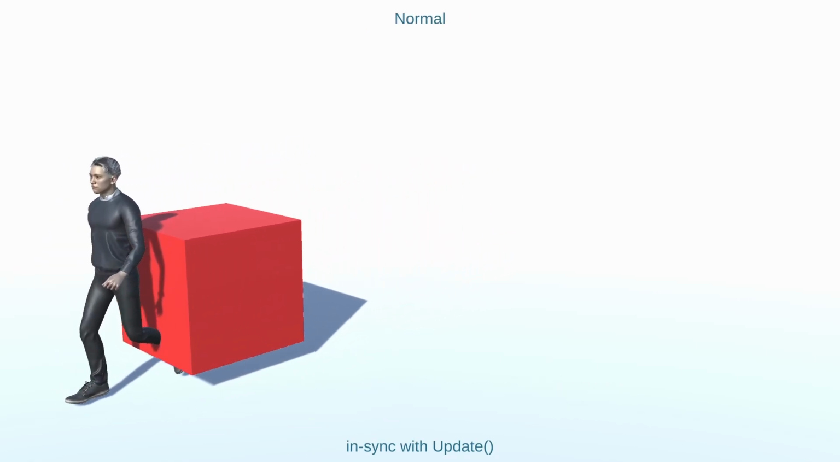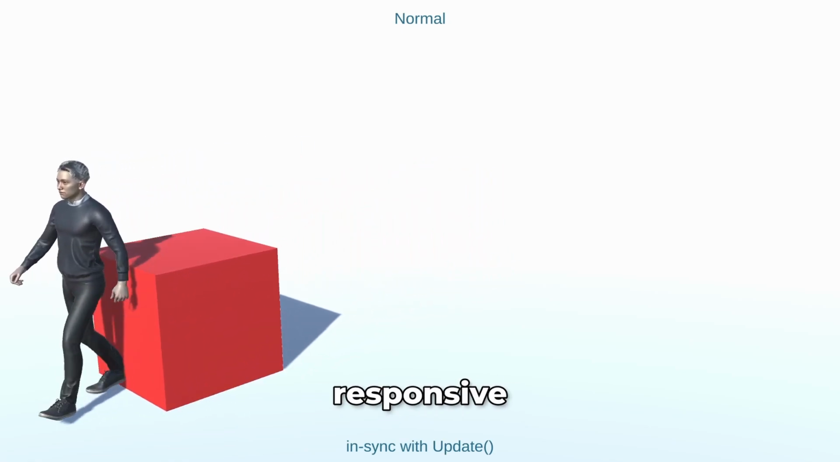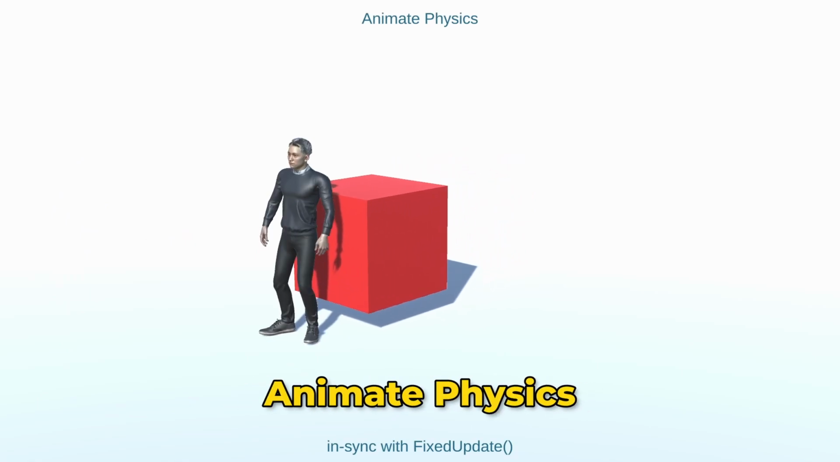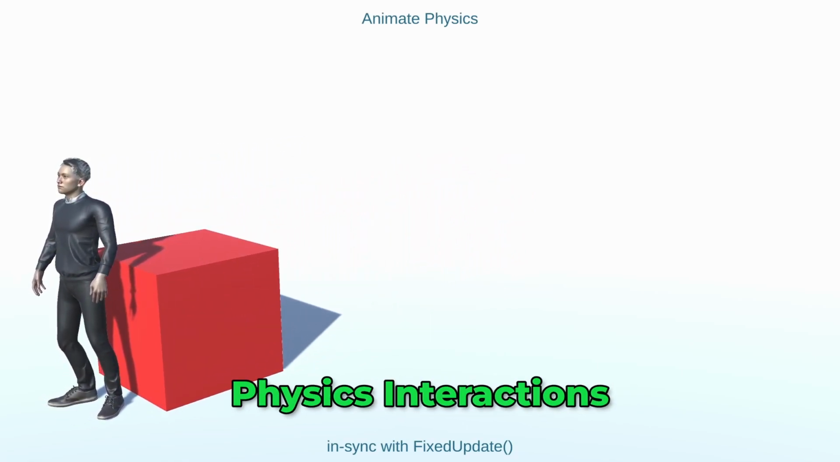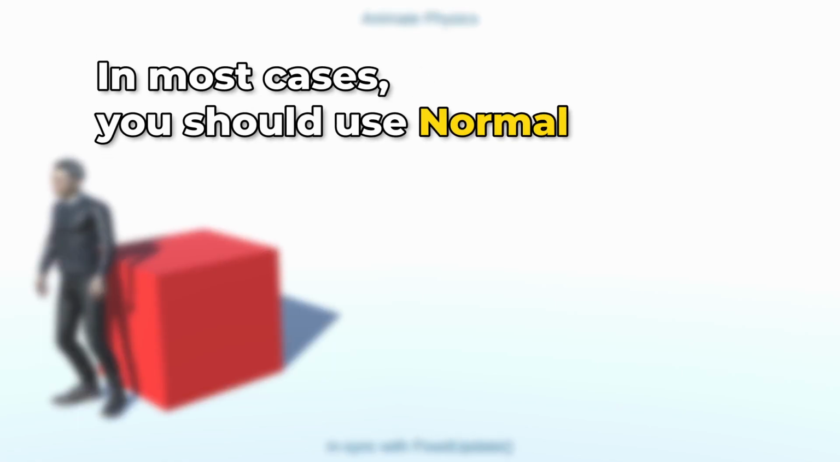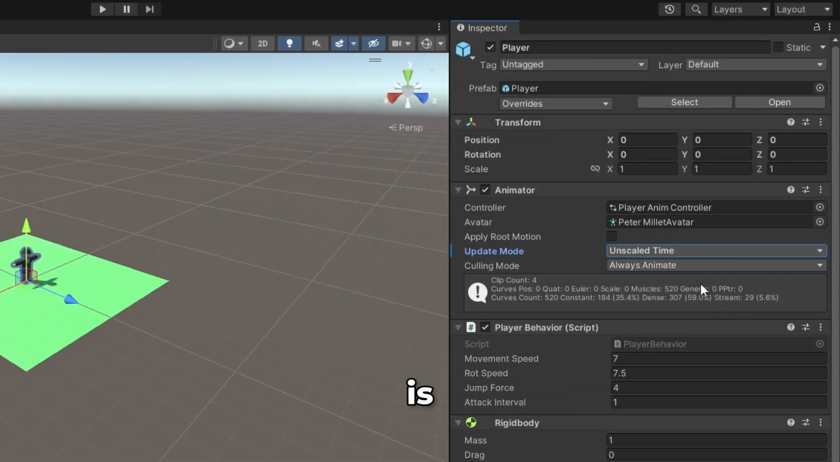Both normal and animate physics may look identical, but normal is more responsive to input, while animate physics gives realistic responses based on physics interactions. In most cases, you should use normal, but when the animation of the object is heavily dependent on physics, go for animate physics. Unscaled time is useful for animating GUI elements.